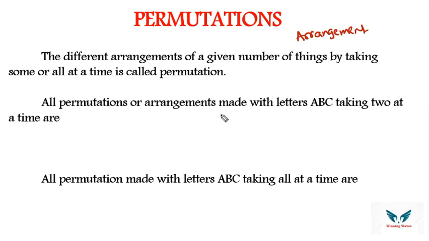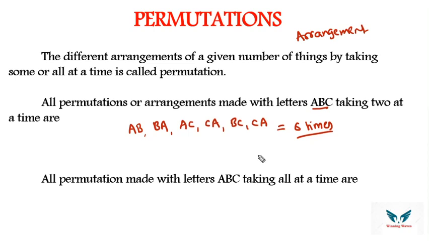If I take you to one example, permutations or arrangements made with the letters ABC by taking 2 at a time. Let us say that there are 3 letters ABC, and here we need to arrange 2 at a time. What are the different arrangements? We can say AB or BA, AC or CA, then BC and CB. In how many ways can we do it? 1, 2, 3, 4, 5, 6. So 6 arrangements of the letters ABC by taking 2 at a time.